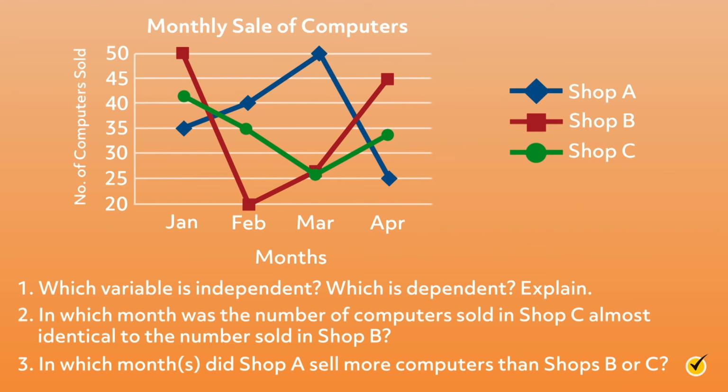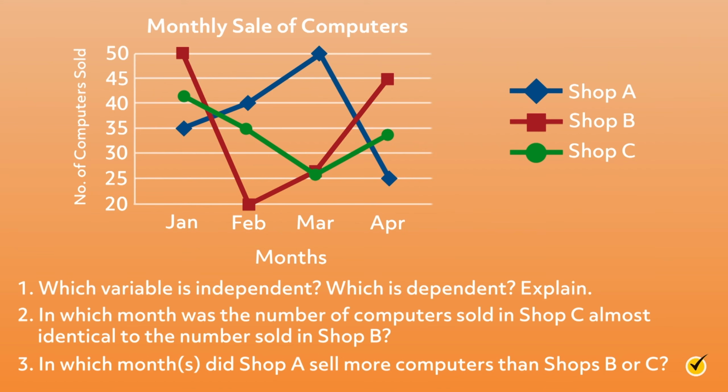In which month was the number of computers sold in shop C almost identical to the number sold in shop B? March. When we look at the markers for that month, we see that the red marker for shop B and the green marker for shop C almost overlap entirely. This indicates that the number of computers sold by each shop was about the same.